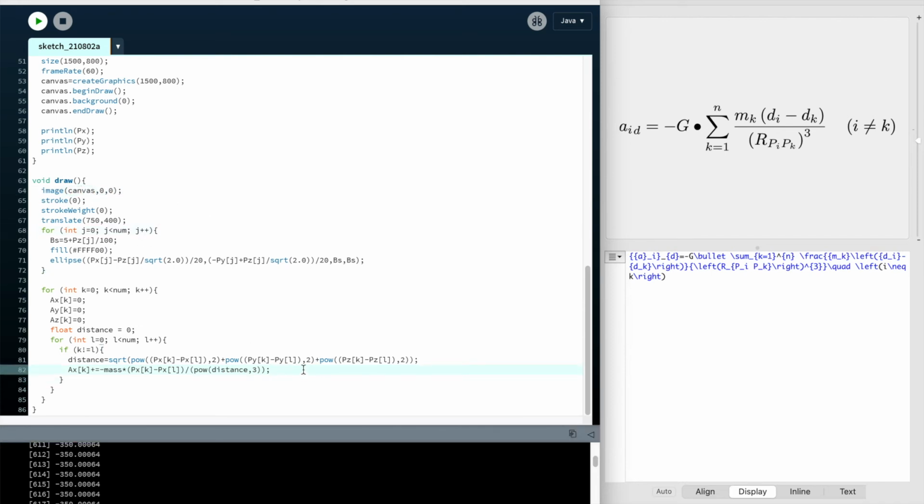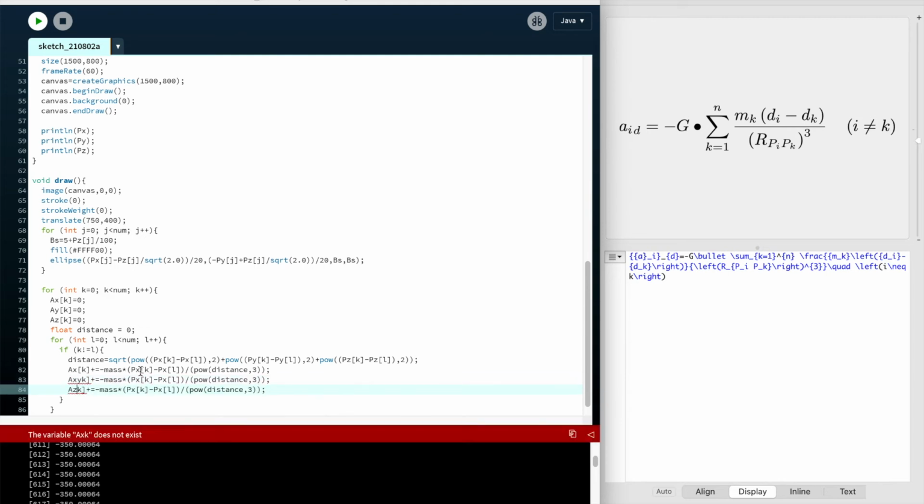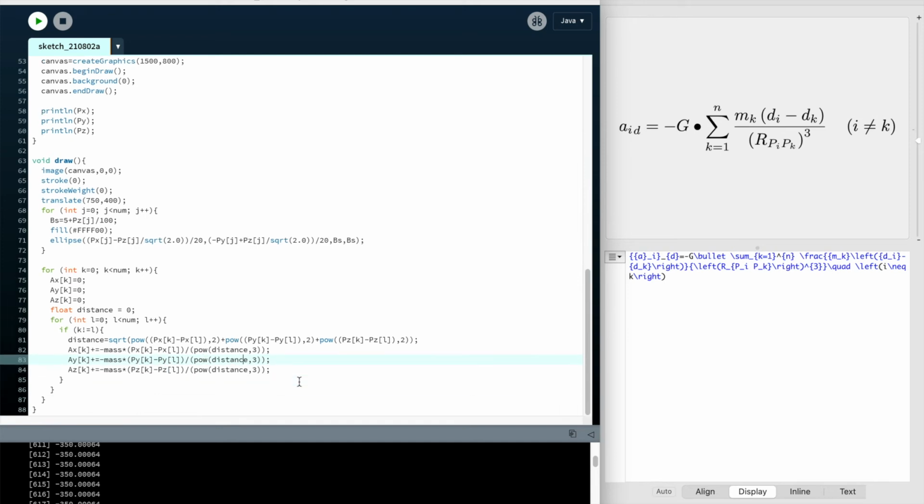Okay, so now we're done, and what we have to do is just do all of the same thing, acceleration for y and acceleration for z. So acceleration for y and acceleration for z, and they're all equal to that, except we use y and z. And now that's the end of this for loop.